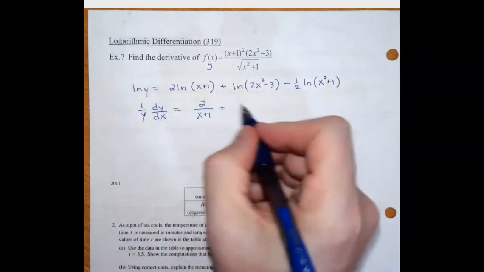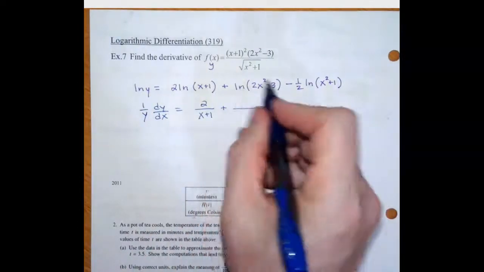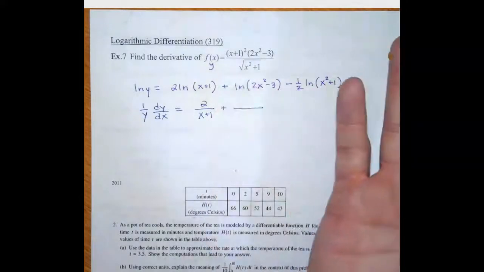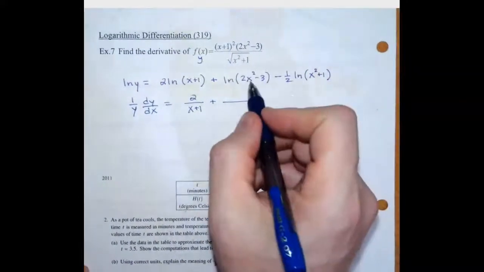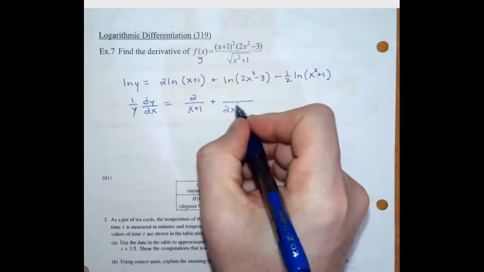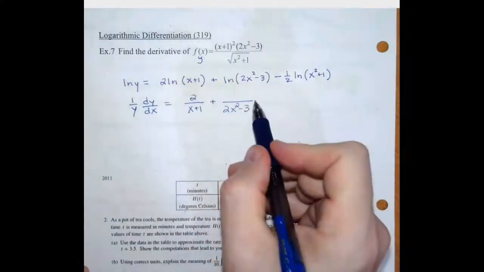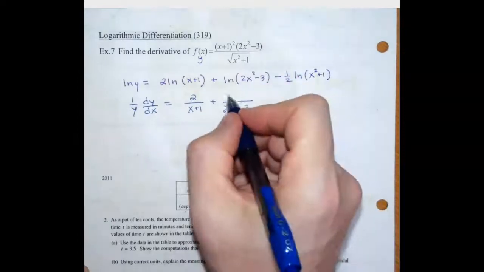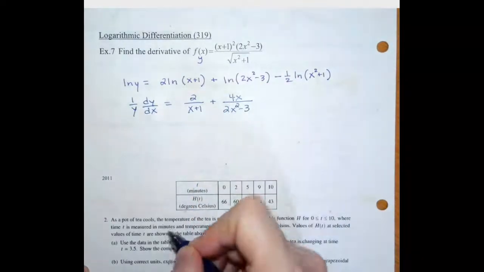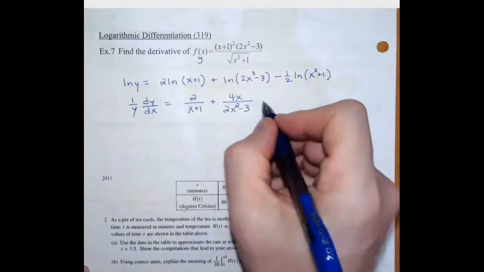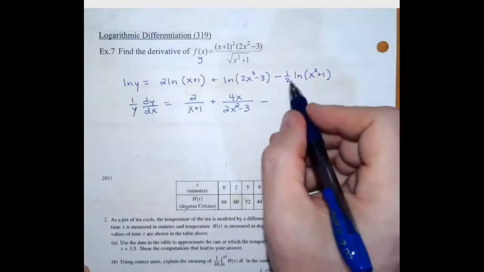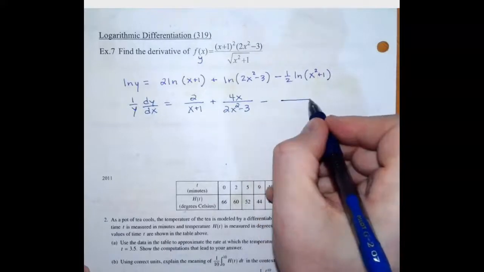And then plus, and the derivative of the natural log, this is pretty much today's lesson, is 1 over this. Notice how I didn't put the 1, times the derivative of this, which would just be 4x. Okay? And finally, down here, we have minus, we have 1/2 there. Let's see what happens with that.